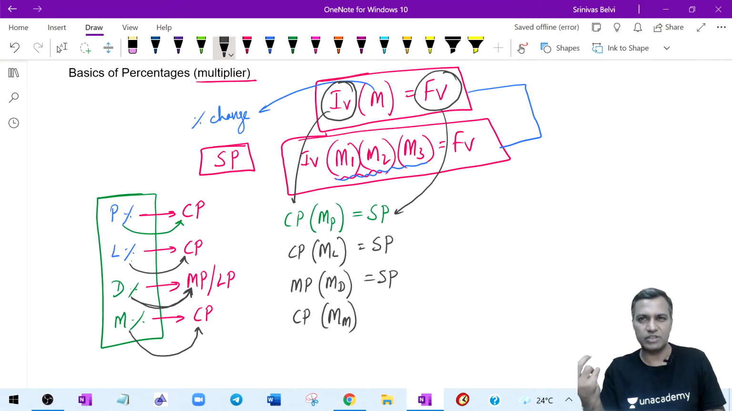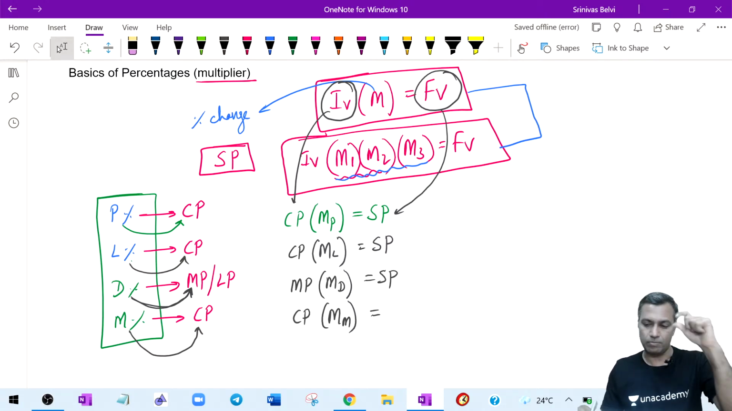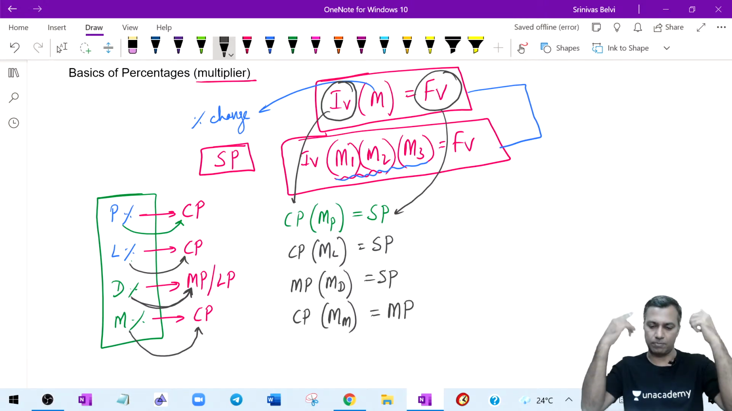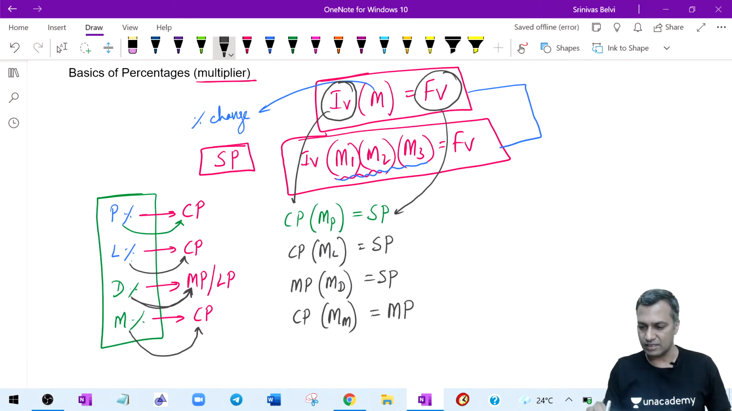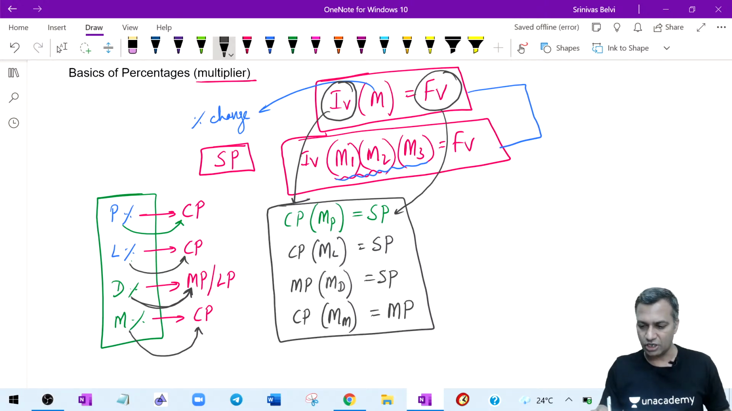From markup, if there is a sticky bargain customer, you will give some discount to please that fellow. Cost price multiplier related with the markup results in what? This results in the marked price, that's a markup price, MP, or listed price. It results in listed price. This is what the multiplier does. This structure should be clear.